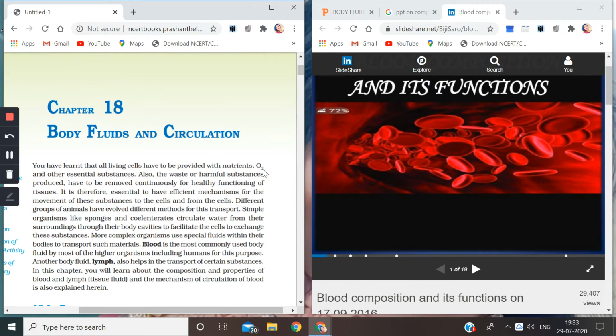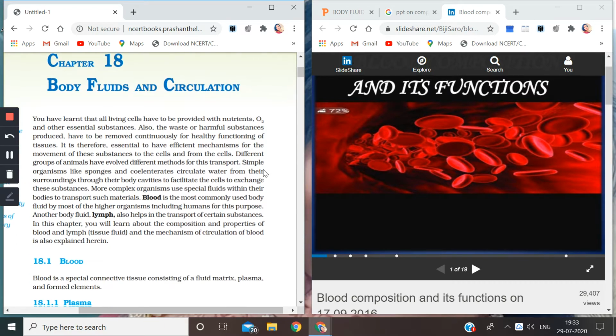Hello everyone, I am back again with the next lesson, Body Fluids and Circulation, chapter 18 of class 11th biology, and we are going to discuss here about blood and various types of fluids present in our body.